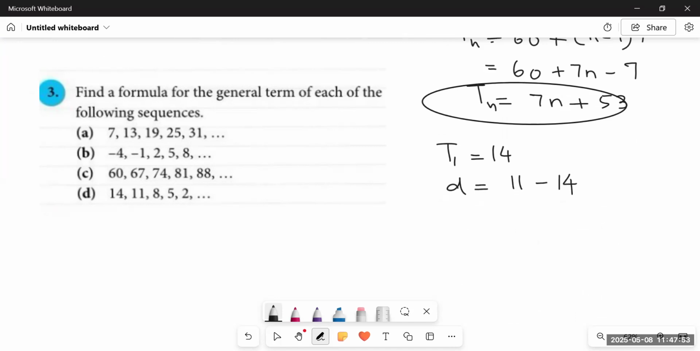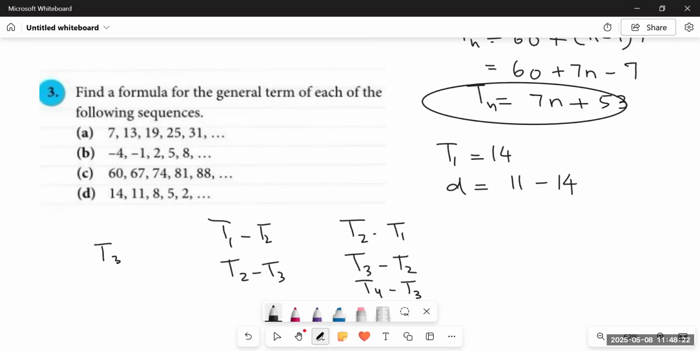Always remember, to find the difference, you have to subtract the previous term from the later one, not the first term from the second term. So either you do T2 minus T1 to find the difference, or T3 minus T2, or T4 minus T3. Whatever term you are taking, you just take the term right before it. You cannot write it as T1 minus T2 or T2 minus T3, or even T3 minus T1. So these are all wrong.